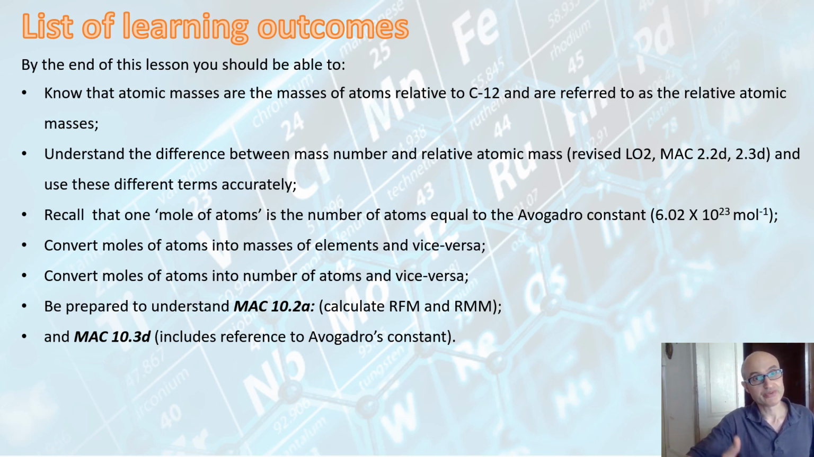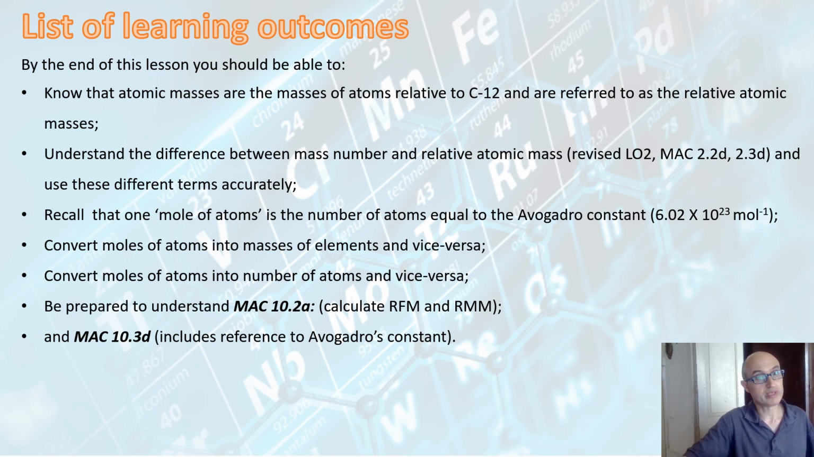You will have to understand, this is a very important point, the difference between mass number and relative atomic mass. Now, this is really a revision of what you did in your second learning outcome, MedSec assessment criteria 2.2d and 2.3d, when you mentioned isotopes for the first time and calculations with isotopes in order to determine relative atomic mass from mass numbers. Typically, we speak of chlorine 35 and chlorine 37. I shall be revising those again in this presentation.